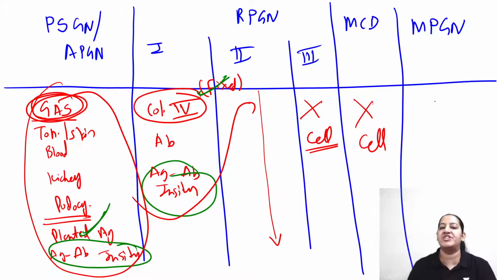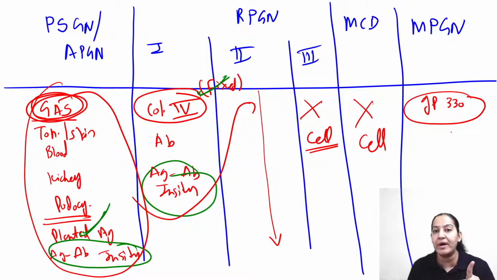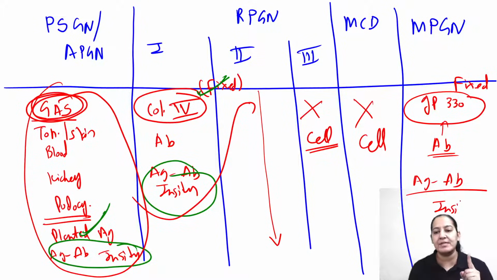Now coming to APGN. In APGN, what is the antigen? The antigen is glycoprotein 330, which is a component of podocyte. Again, it is a fixed antigen, not the planted one. It is already present there, and the body is forming autoantibodies against it. So these autoantibodies are going to the antigen, and antigen antibody complexes are formed in situ against a fixed antigen which is present on the podocyte.